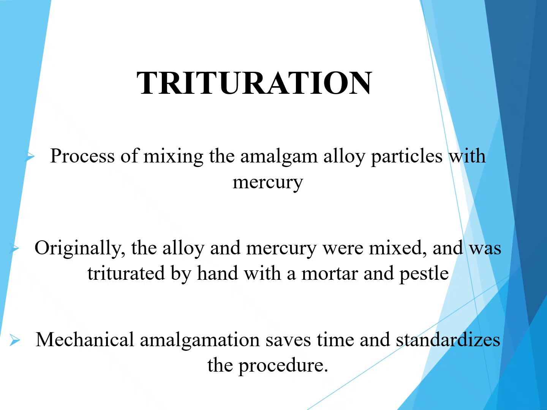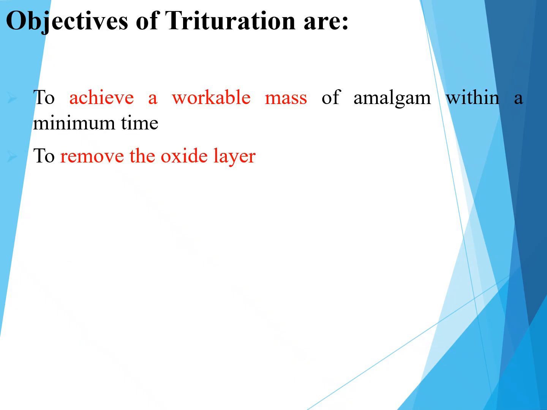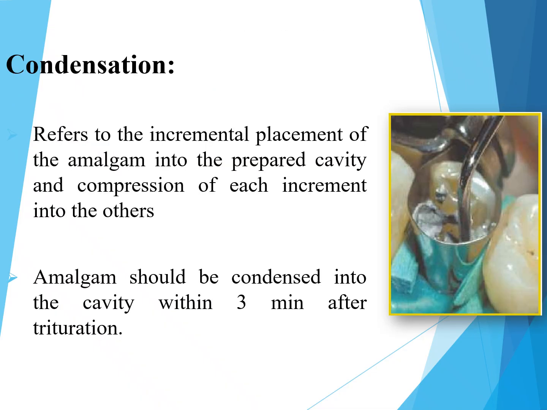Originally, the alloy and the mercury were mixed and triturated by hand with a mortar and pestle. Now, mechanical amalgamation saves time and standardizes the procedures. The objective of trituration is to achieve a workable mass of amalgam within the minimum time and to remove the oxide layer. Now, what is condensation?